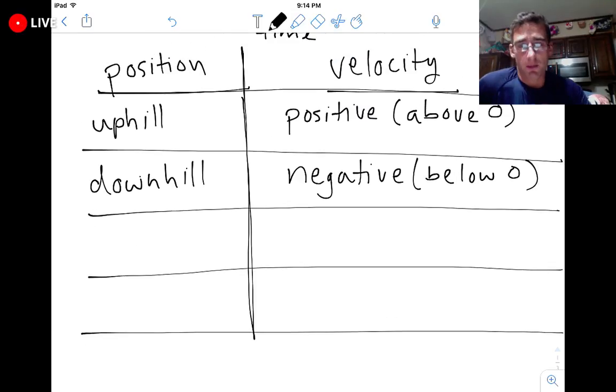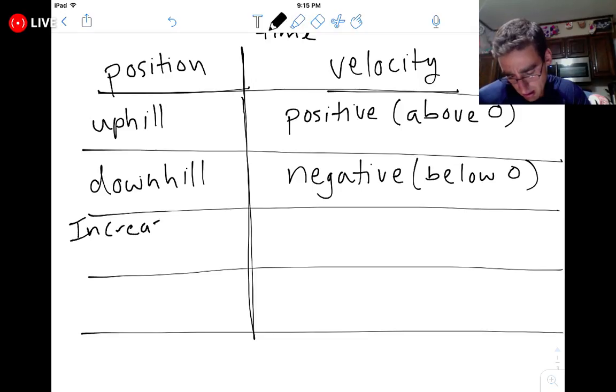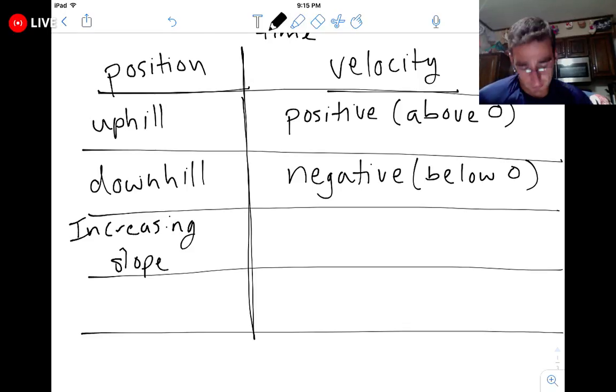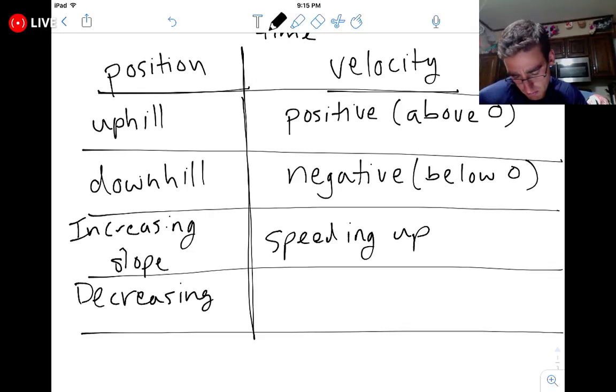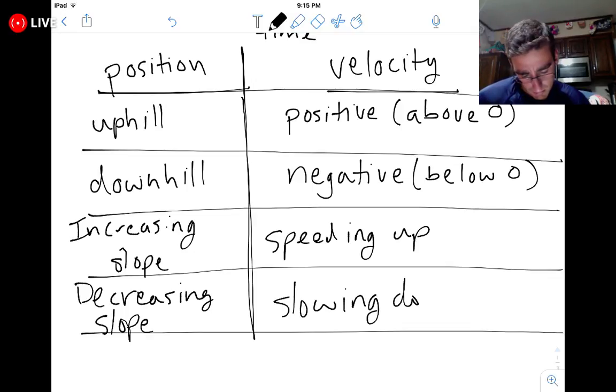So for the position graph, if it is an increasing slope, that means velocity is speeding up. If it is a decreasing slope, that means that the velocity is slowing down. Now, there's two more notes I want to put on this, and then I'll explain what those mean, and then I'll be done with this.